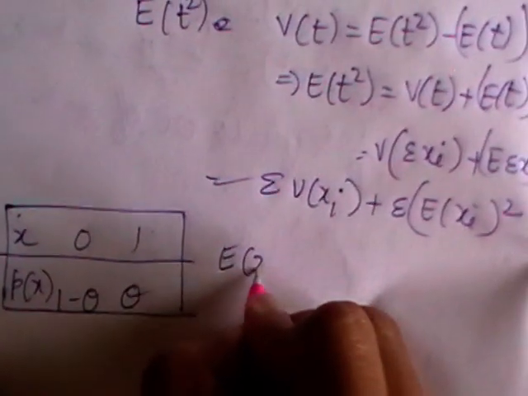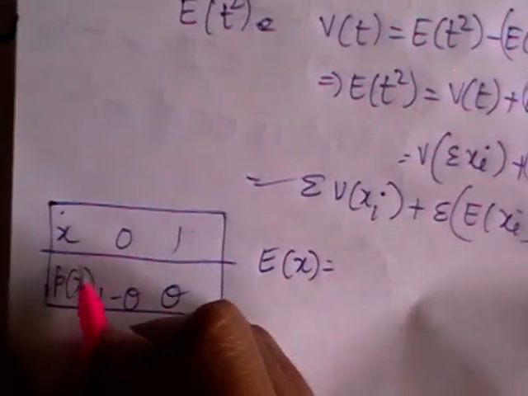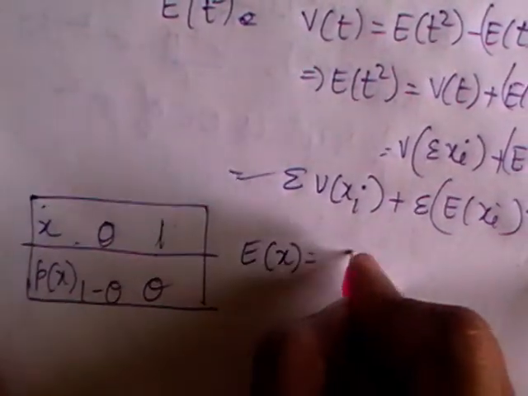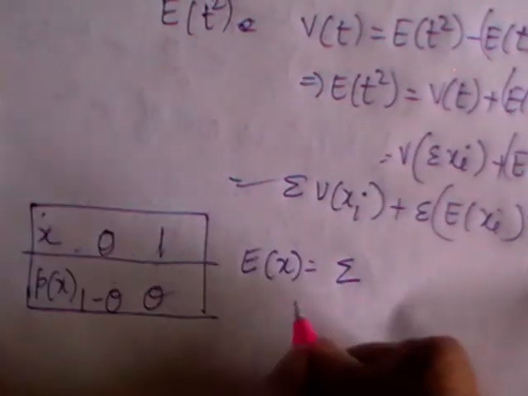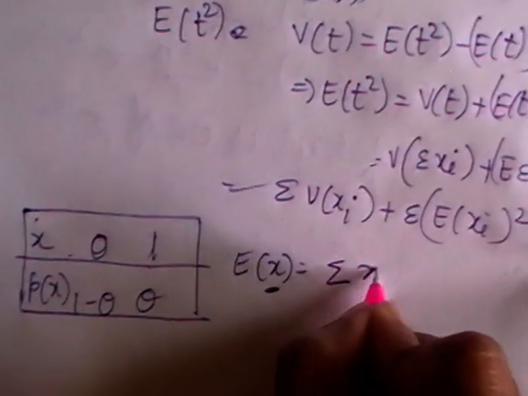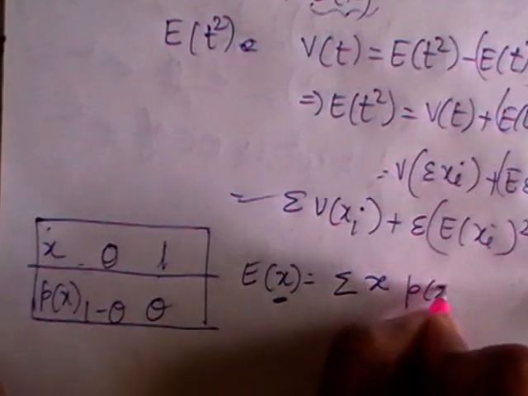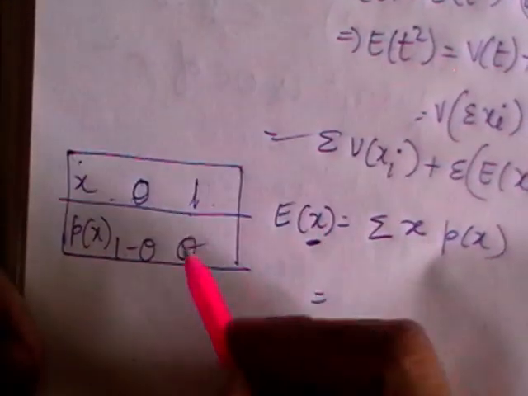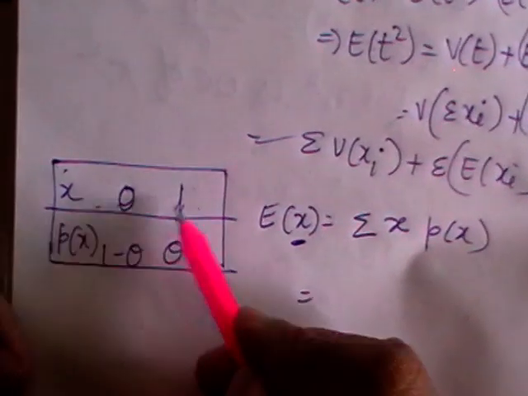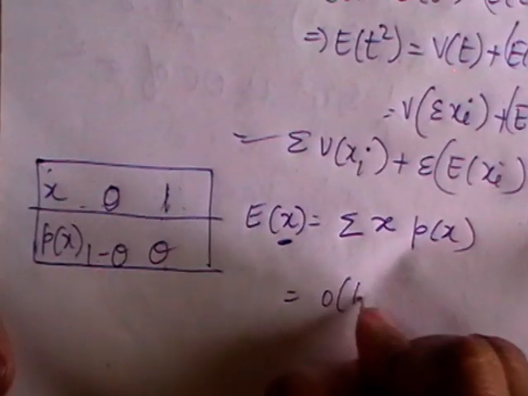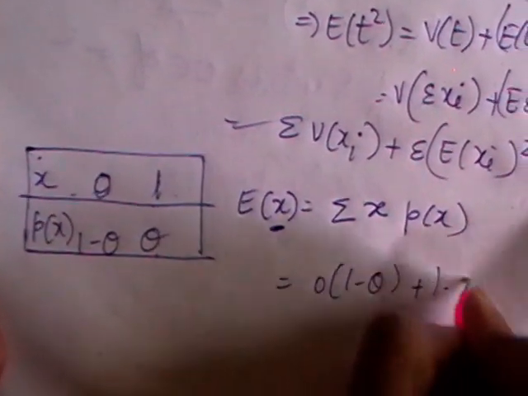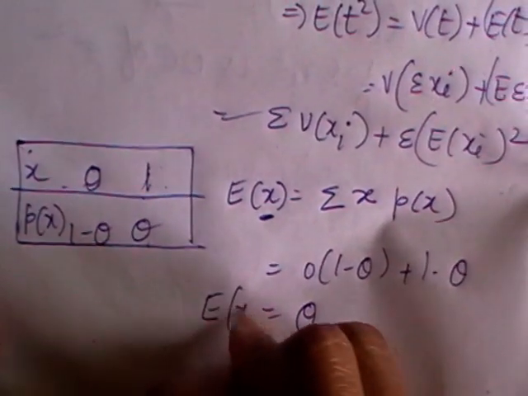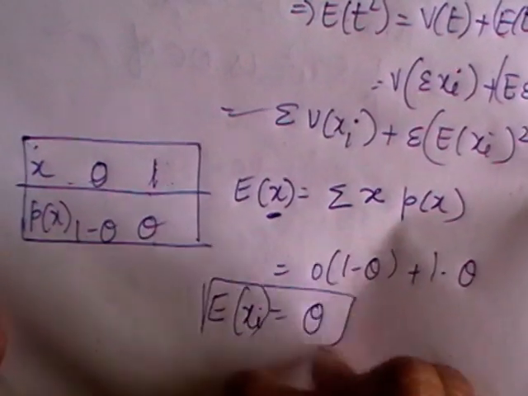What is the formula for E of x? Is it a discrete or continuous variable? It is a discrete variable, so we will start with sigma. Whatever we have within the brackets, we will write the same into p of x. How many values is x assuming? Only 2 values, 0 and 1. So 0 into 1 minus theta plus 1 into theta, which is nothing but simply theta. So you got E of x is equal to theta.